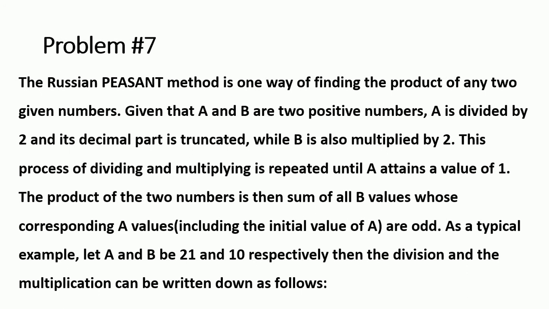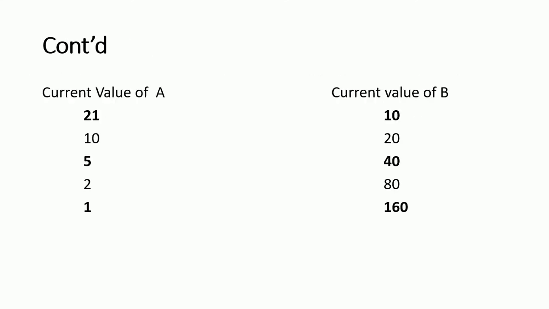But the final answer is supposed to be the sum of all the values of B when A was odd, even with respect to the start A being odd. So if A starts being odd, that's basically what we are going to do. Take note of this. Very, very important. Given this, we have 21 over here, and we were given 10.